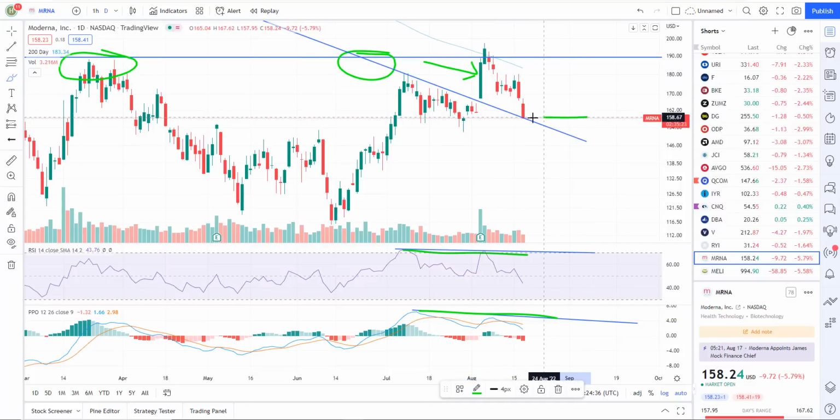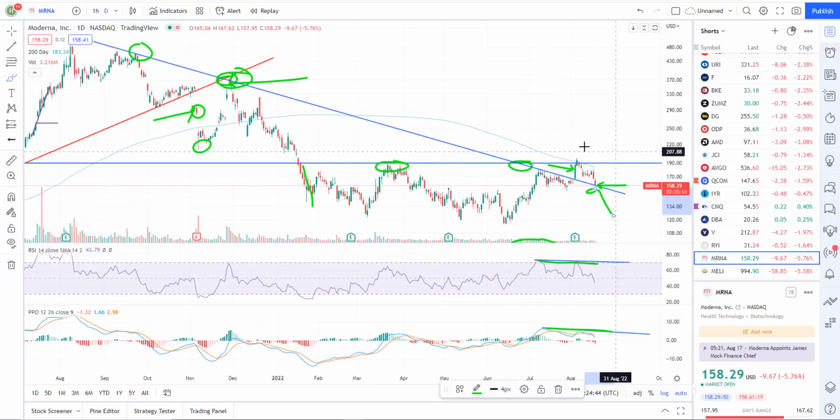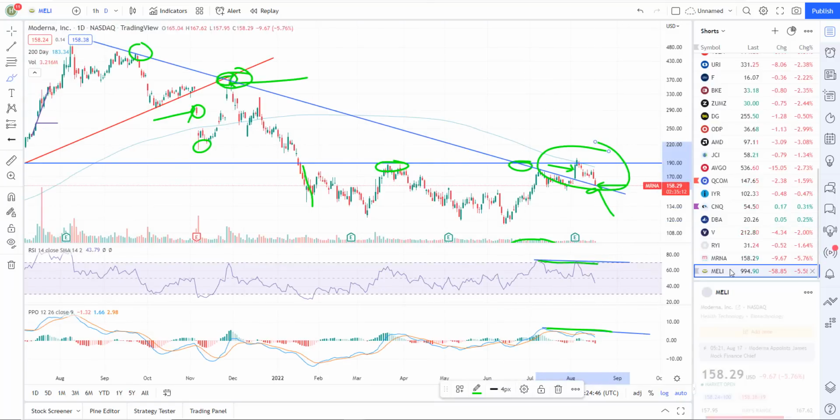Now, as of right now, it's a back test of that trend line. But again, that negative divergence there tells me that we're probably going to gap down and sell down, and this is going to be a bull trap. Okay, so I want to point that out.